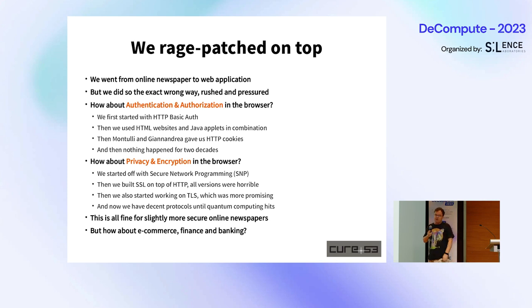In the early days, we realized, well, we kind of want to have some privacy, so someone on the transport channel can't see what we transport from A to B. So let's cook up something that we call SNP, Secure Network Programming. That was pretty much the predecessor to the SSL and TLS technologies that we have today. Then we built SSL, patched it on top of HTTP on an actual different layer, and then slowly we realized that all the crypto being used there is garbage, that new versions had to come out over and over again. And finally, we are at a point where we can say, well, this sort of works.